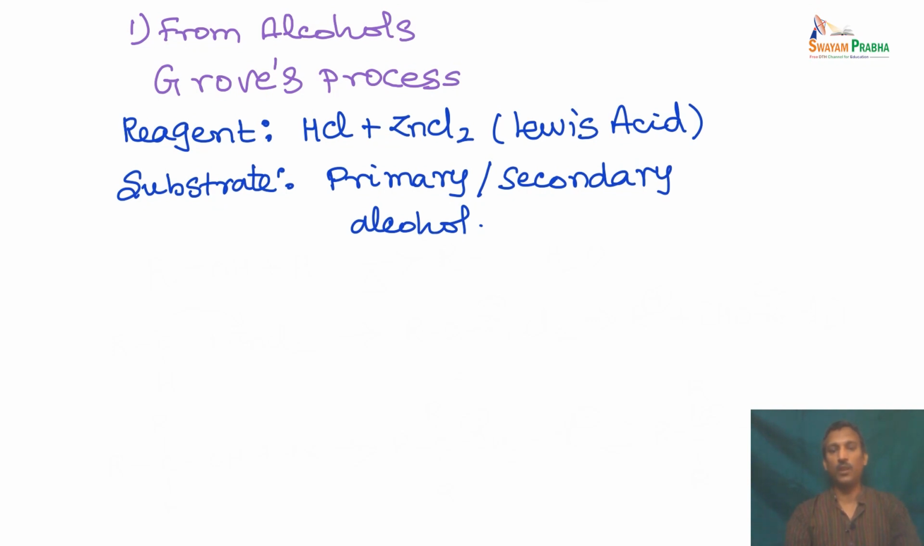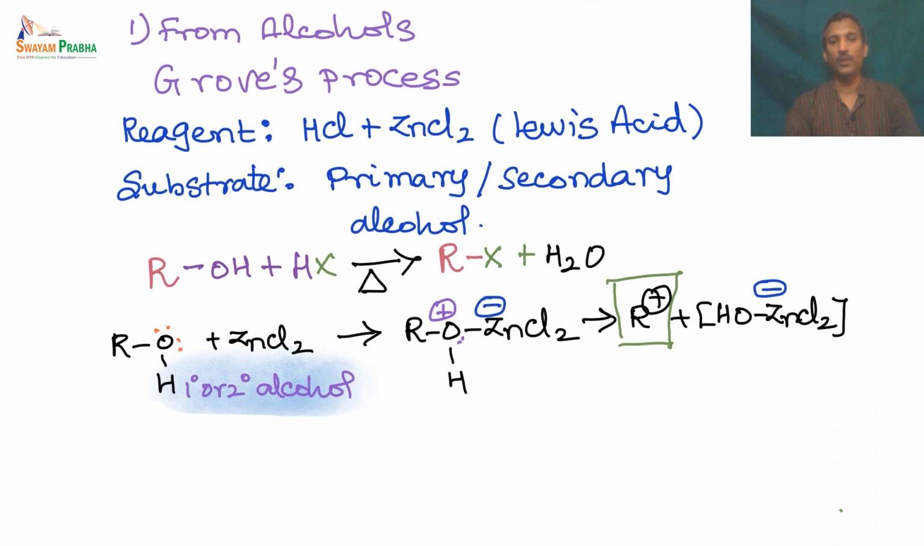Let us look at how the reaction actually proceeds. In the first step, the alcohol and the HX are heated to give the alkyl halide and water. We will look at the role of the zinc chloride, which is a Lewis acid. This is very crucial for the success of this particular reaction.